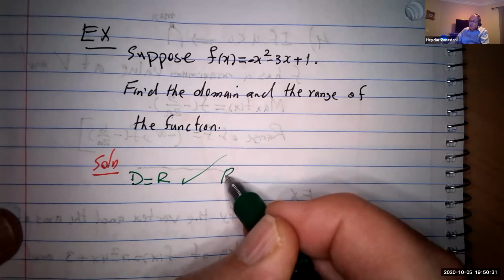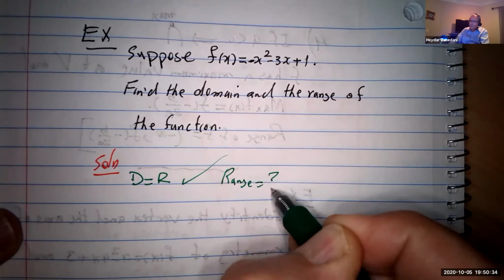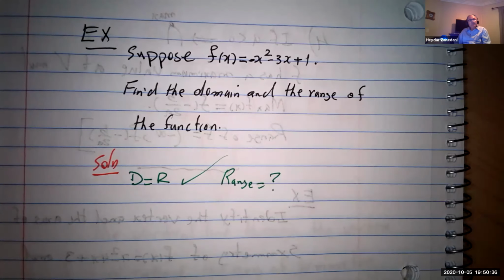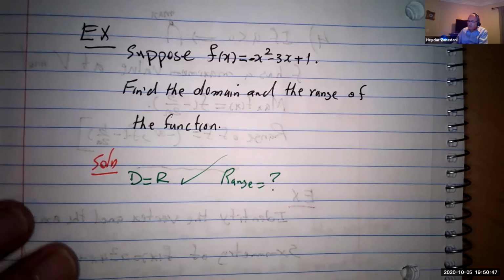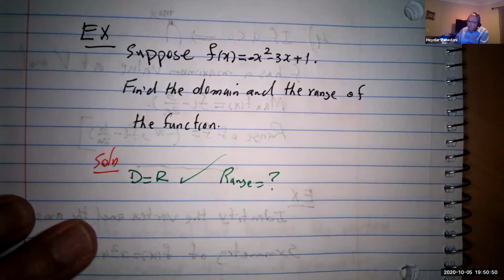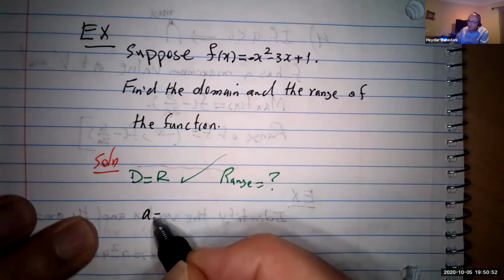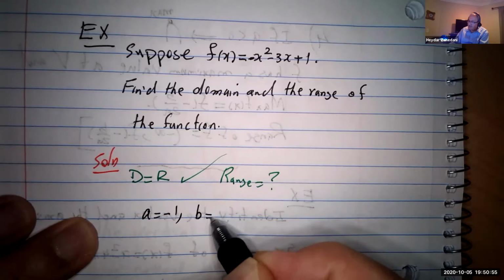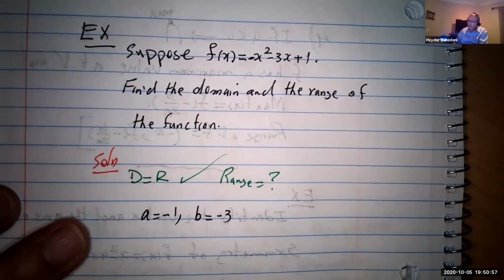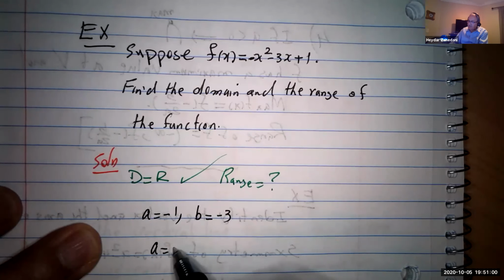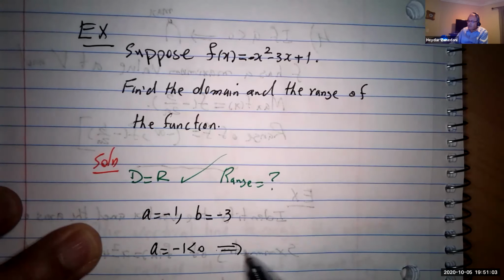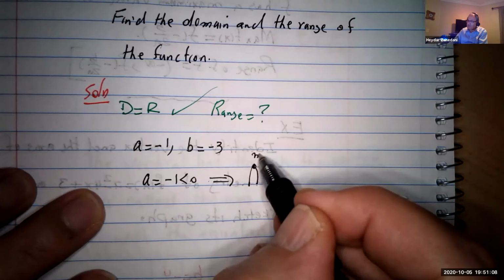For the range, you have work to do. You have to find out what type of function you have. Do you have a maximum? Do you have a minimum? You know that the max and the min happen at the vertex. So we can preview it to see what you have. You see, your a is -1 and your b is -3. If you want to preview it, -1 is negative, and negative means down. So we have a maximum. It's going to be a maximum.